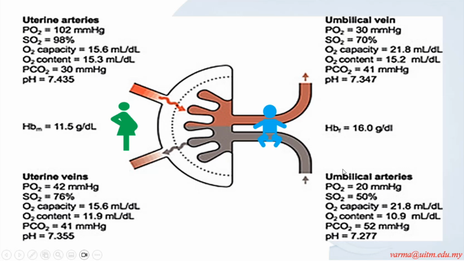Fetal circulation has a low P50. It means they can steal the oxygen from the maternal circulation. So that's where your Bohr effect and Haldane effect all come into the picture: how the acidotic part causes the shift of the curve to the right and left and everything. So please go and read up, and I will share this info to use as a reference.